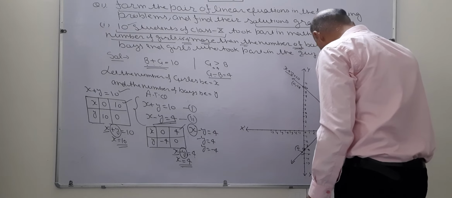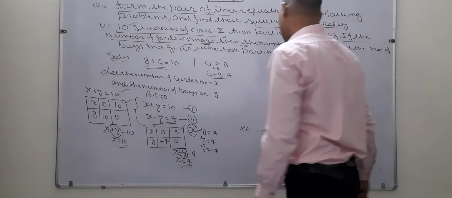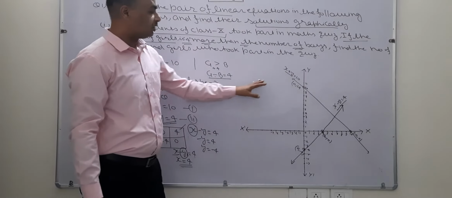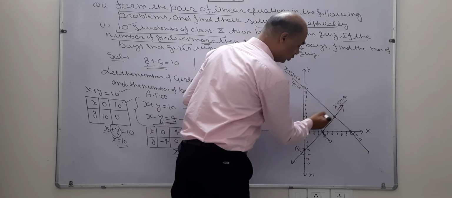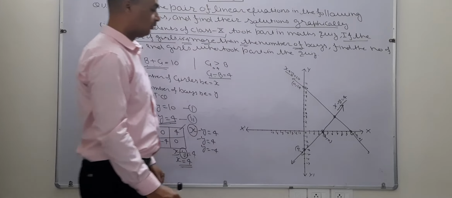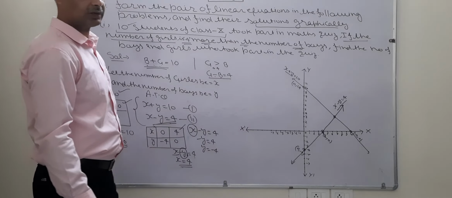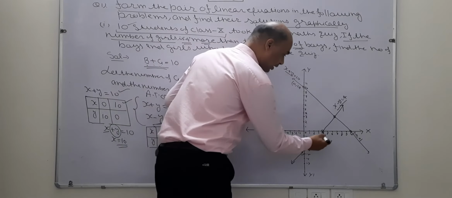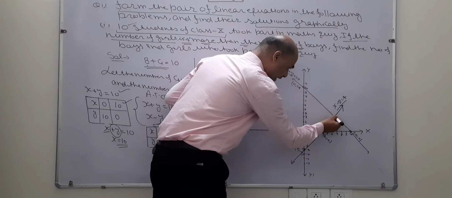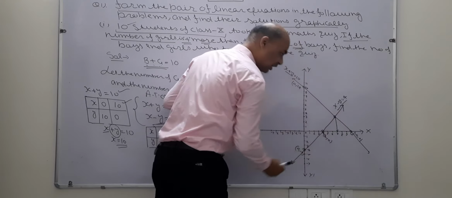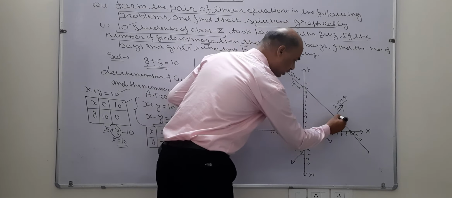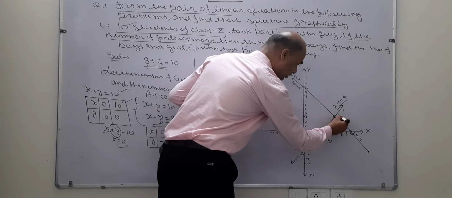x minus y equal to 4. Okay. Now see, since both the graph lines intersect each other, this point is known as the solution of the given question. Now I am going to find the coordinates of the point. I take this point towards the x-axis. When I take it towards the x-axis, it touches at 7. It means at this point the value of x is 7.